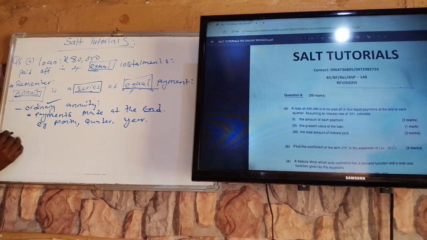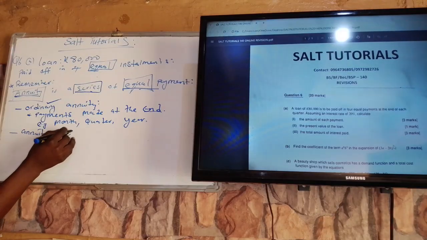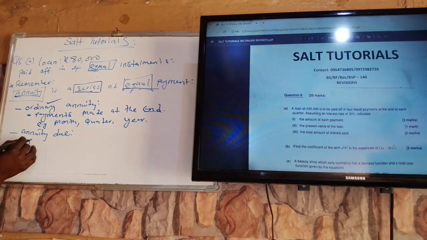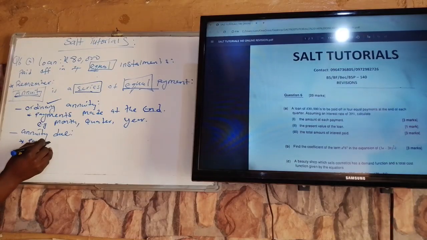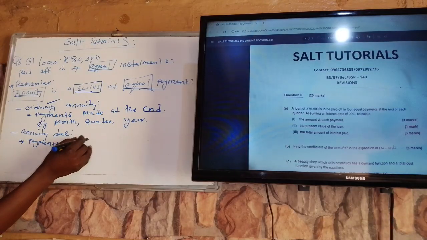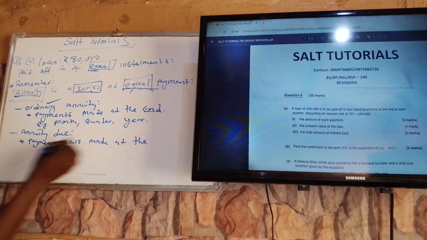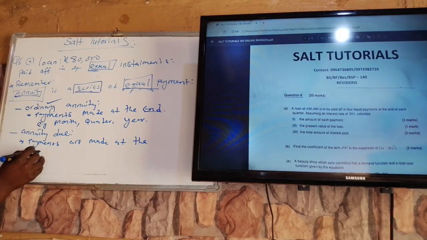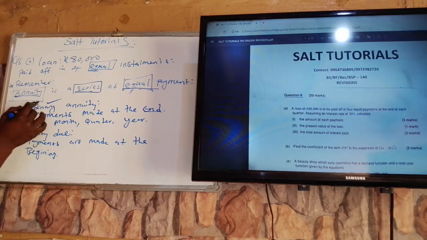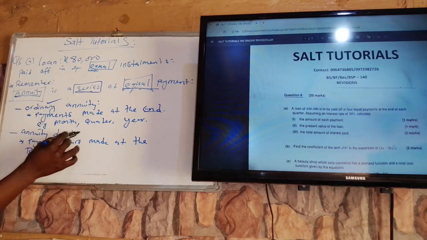And then we have another one which is called an annuity due. With an annuity due, this time around, payments are made at the beginning. So these are the 2 different cases of annuities. There's an ordinary annuity and there's an annuity due.